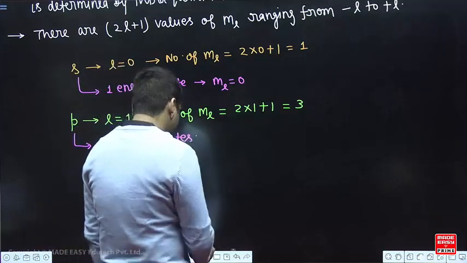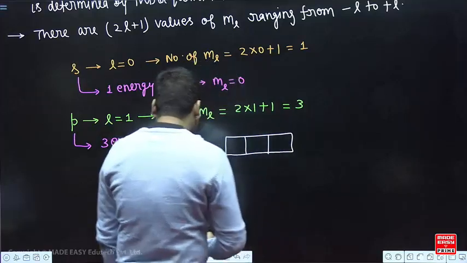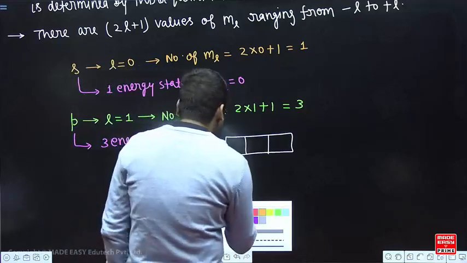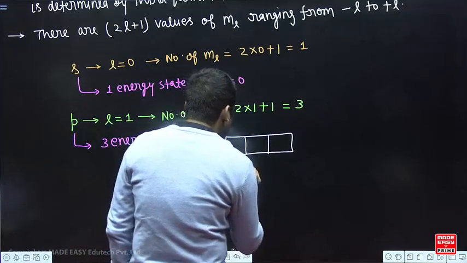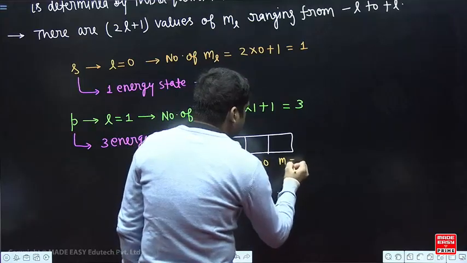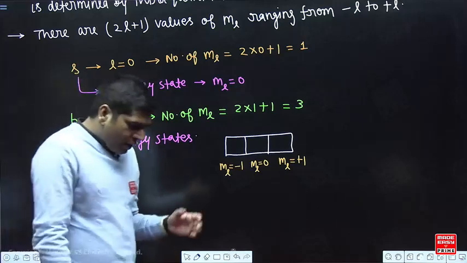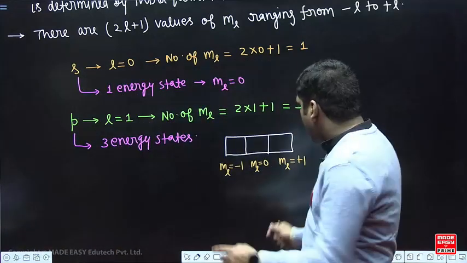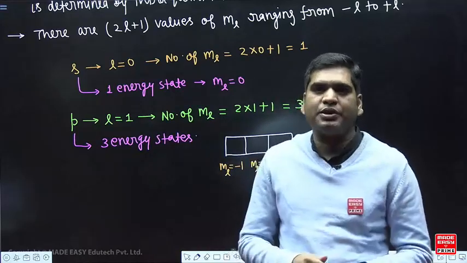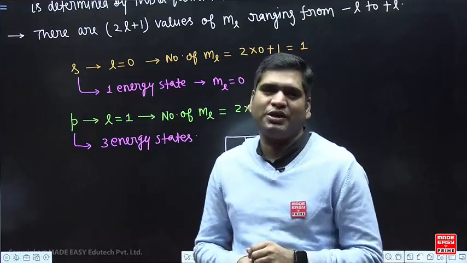How can you name them? Let us suppose this is P and it has 3 energy states, from minus L to plus L. L is 1, so ml is equal to minus 1, 0 and plus 1. So 3 values: minus 1, 0 and plus 1. When there is no magnetic field, all these 3 states are at the same energy. But if you apply a magnetic field, they will slightly differ in energy. That's why it is known as the magnetic quantum number.